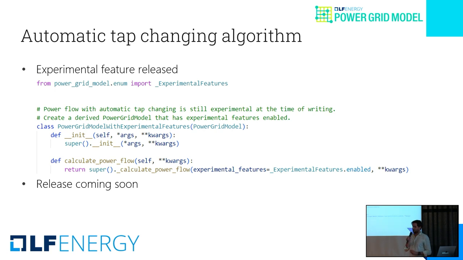that is derived from the Power Grid Model class and calls the underscore calculate power flow function instead of the calculate power flow function, with the experimental features enabled. That opens up some functionalities that are not opened up to the regular users. Well, documentation is also already present on how to use the automatic tap changer. But if you want to use it for now, do it this way. And if you can wait a couple of weeks, then we'll actually have release 1.8 ready for you.